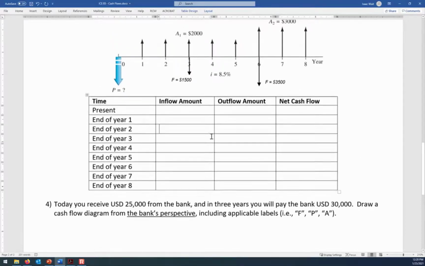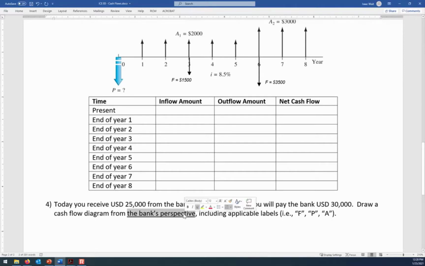And then question 4, asking you to draw a cash flow diagram from the bank's perspective with labels. So more practice with that.